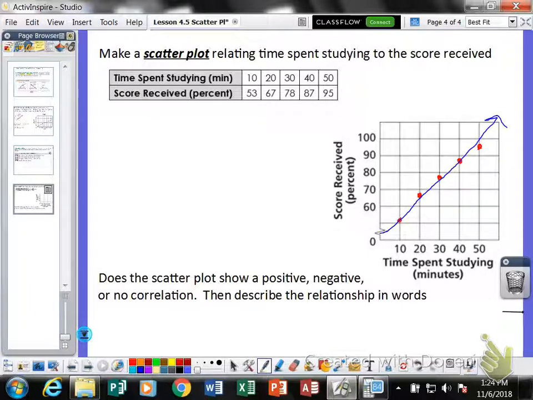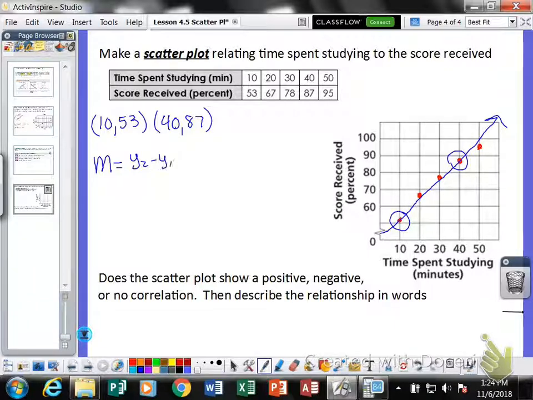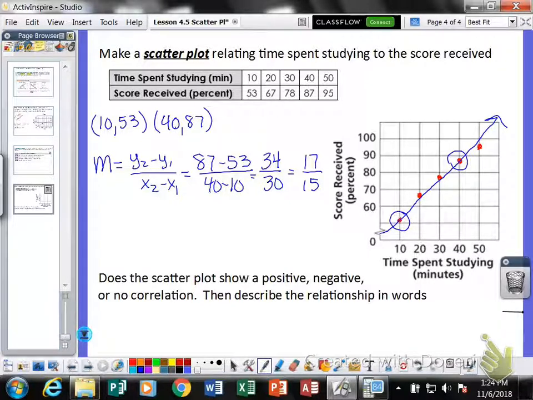And then it says, use 2 points from the line. If I really look at it, I'd use that point, and that point's pretty good. So I'm going to use 10, 53, and I'm going to use 40, 87. And I want to come up with an equation. How do I do that? Well, I've got to find the slope. So m equals y2 minus y1 over x2 minus x1. So 87 minus 53 over 40 minus 10. So I'm ending up with 34 over 30. They can both be reduced by 2, so that's 17 over 15. So I'm going to leave my slope as 17/15.